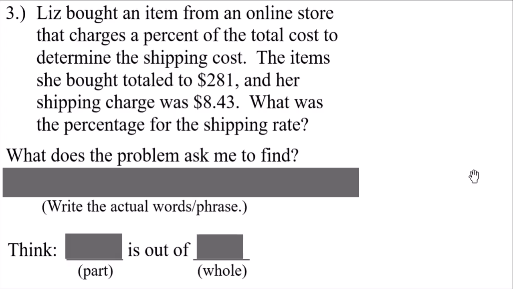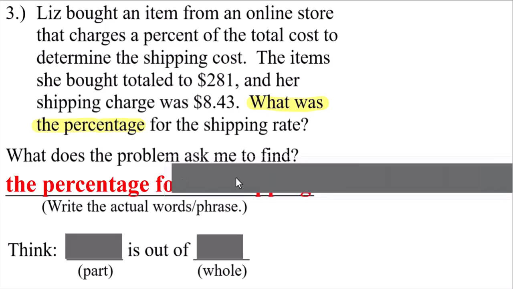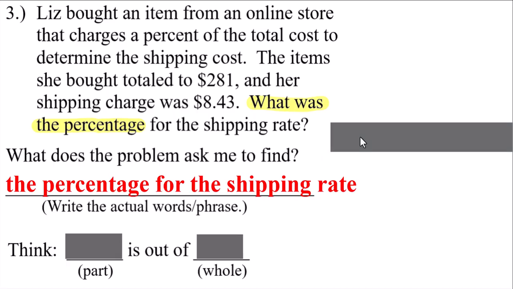Take a look at it with me. I will lead you through this, and then you're going to try the next 3 on your own. Liz bought an item from an online store that charges a percent of the total cost to determine the shipping cost. The item she bought totaled to $281, and her shipping charge was $8.43. What was the percentage for the shipping rate? Okay, this problem is very different. It's the first one I've given you so far where it is asking what was the percentage. So the problem wants us to find the percent for the shipping rate.